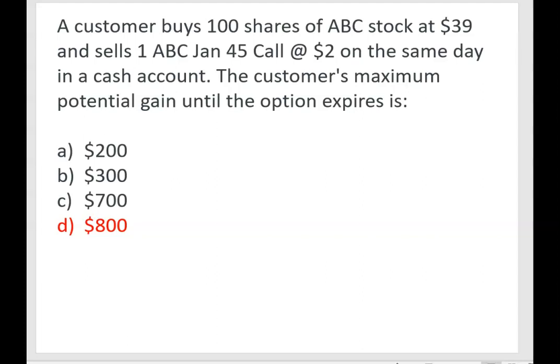His bet basically is that ABC stock is still going to stay below $45 by the time January comes around. Because if it is, the option will expire out of the money. No one's going to buy something for $45 if it's worth $42 or $43, so the option will just expire and go away. He still owns his stock because no one exercised the call. He's still holding on to the $200 for selling the call option, and no longer has an obligation. The option expired, it's gone. So why not do it again? Sell the February 45 call, sell the March 45 call, sell the April 45 call, and just keep on collecting premiums like that, one right after the other.